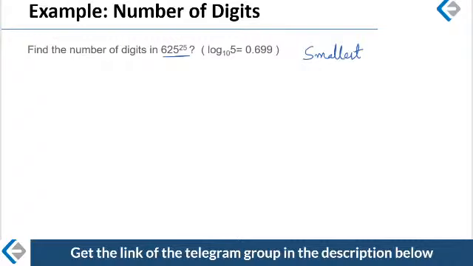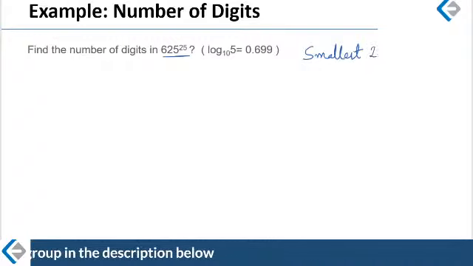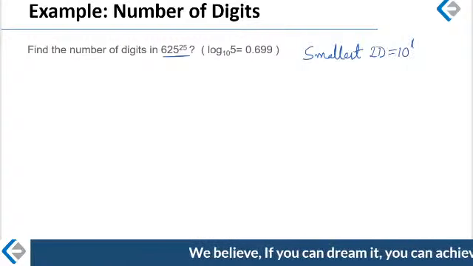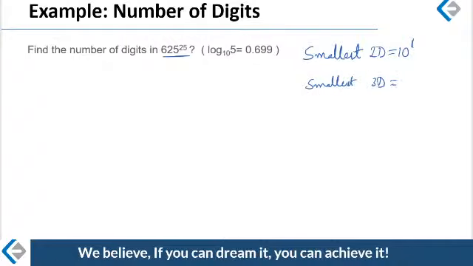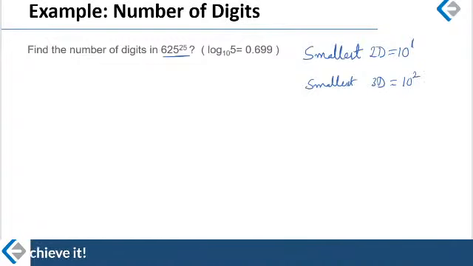So let us understand it. What is the smallest two-digit number? Smallest two-digit number is 10 power 1. Very good. Here, what is the smallest three-digit number? Smallest three-digit number in the decimal system I'm talking about is 10 power 2. Why? What is 10 power 1?